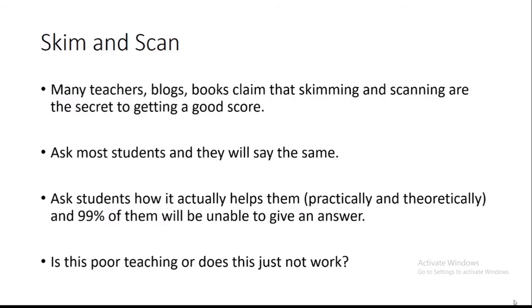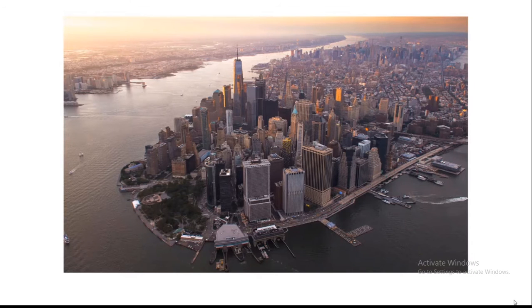So is this poor teaching or does this just not work? Bit of both. Let's look at another few pictures that will help me demonstrate this. So I want you to imagine that you're flying over the New York area, and the correct answer is the McDonald's in Times Square in New York. I want you to find the McDonald's restaurant in Times Square. So skimming is if you are flying over New York and you're just getting a general idea of where everything is and what it is.